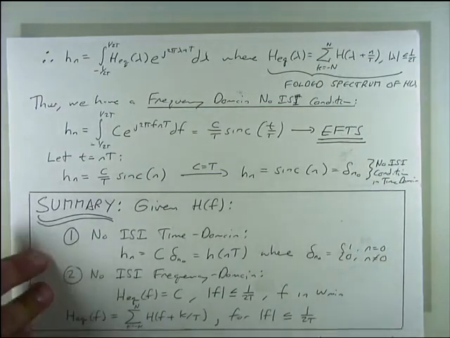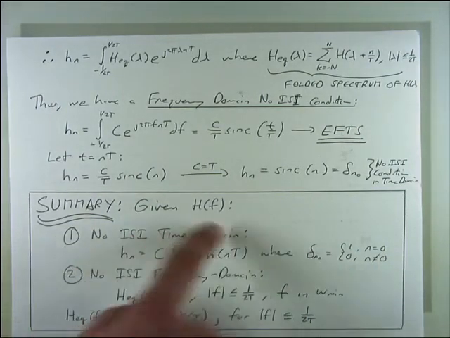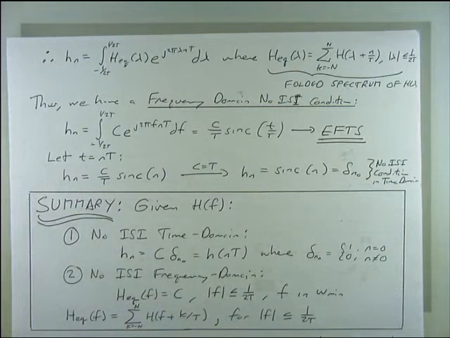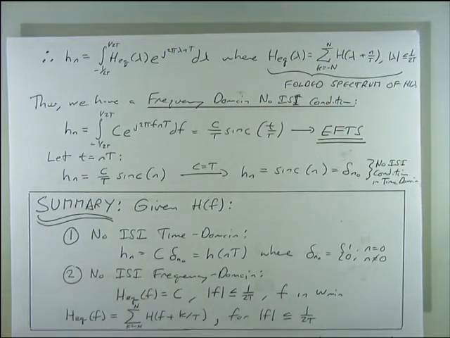So in summary, the no-ISI time domain condition means that only at the desired sampling instant do we have a non-zero impulse response, and everywhere else is a zero crossing. The no-ISI frequency domain condition just means that our equivalent frequency response is a constant across that sliver from minus 1 over 2T to 1 over 2T. And we have an H equivalent that's represented by all these folded spectra copies.